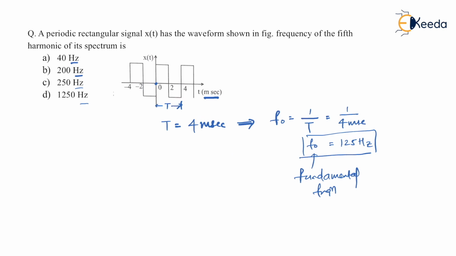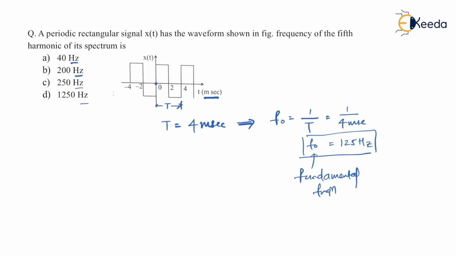That is, omega naught is equal to 2 pi by T. The formula was correct, but it wasn't needed because if you see, the options are in terms of hertz, not in terms of radians per second. Am I right? So I have decided not to calculate omega naught, but to get f naught directly. So what we have is a fundamental frequency, right?